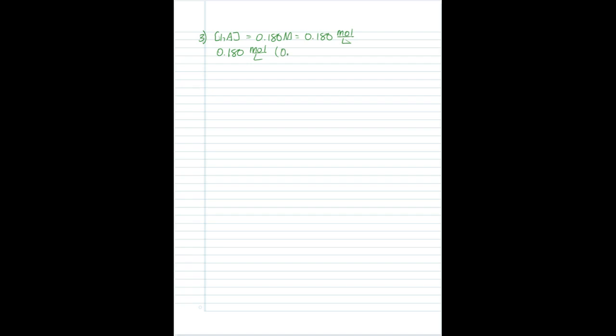That's the same as 0.125 liters. So my volumes always have to be in liters in order to cross out the liters in molarity. Okay? So if I do that, I should get 0.0225 moles. And let's remind ourselves what this is. This is actually acetic acid.